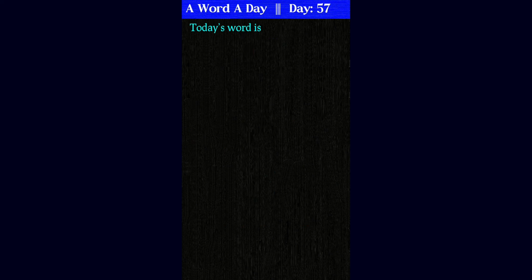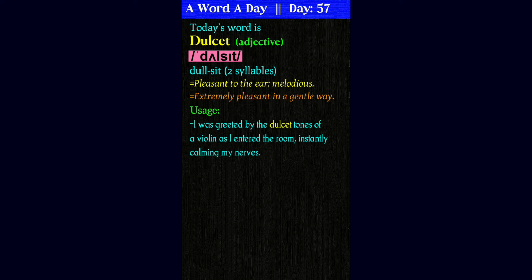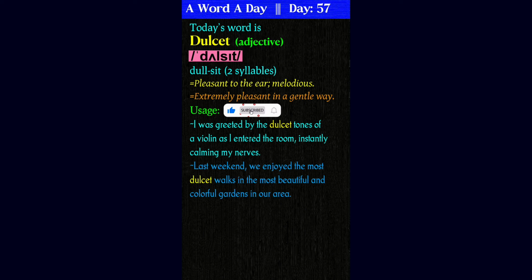Day 57. Today's word is dulcet. Dulcet. 2 syllables. Dulcet is an adjective. Dulcet means pleasant to ears or melodious, or extremely pleasant in a gentle way. Usage: I was greeted by the dulcet tones of a violin as I entered the room, instantly calming my nerves. Last weekend we enjoyed the most dulcet walks in the most beautiful and colorful gardens in our area.